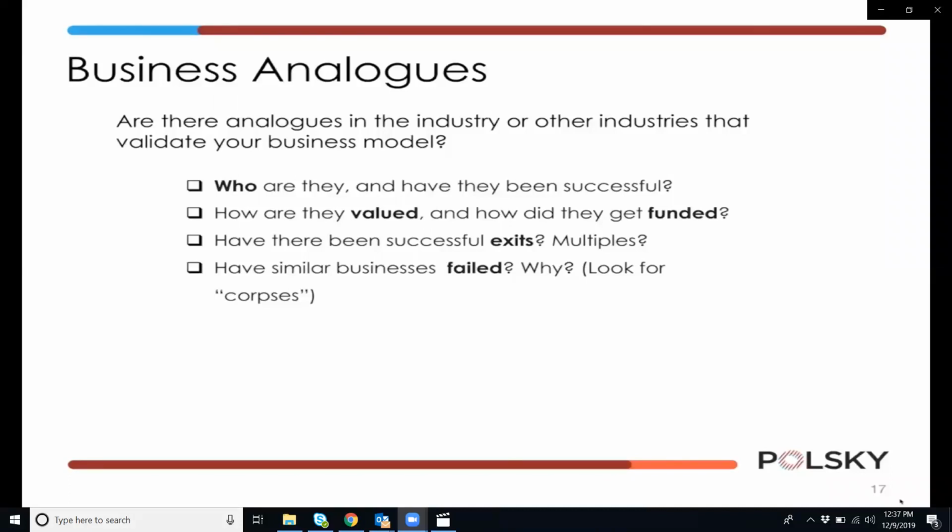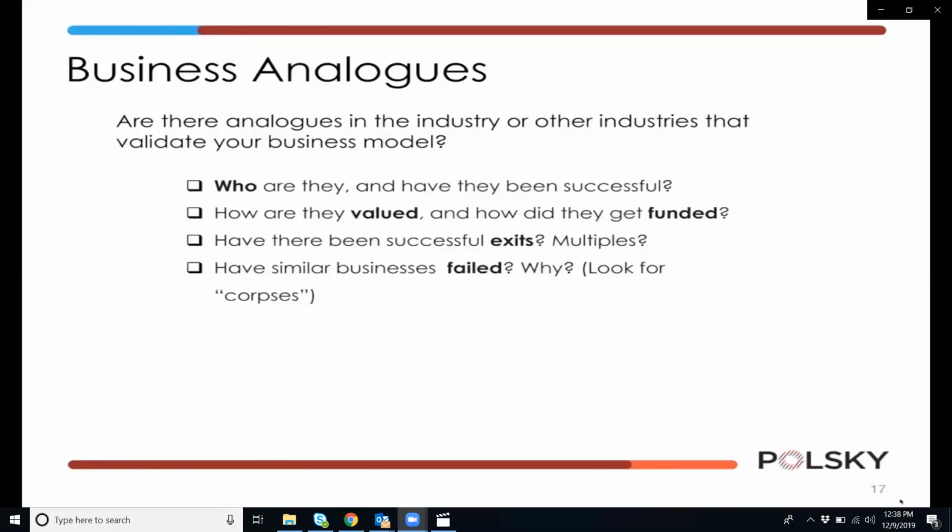So if there are analogs that validate your business model, it's a good thing to include a little research section on those business analogs. Who are they? How successful have they been? If they've made mistakes, what were those mistakes? How are you fixing those mistakes? Have they exited? What were the multiples that they exited at?